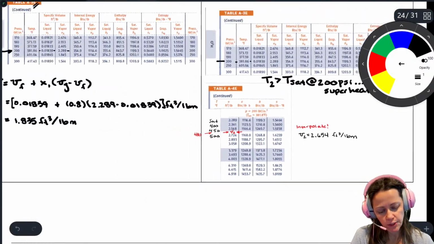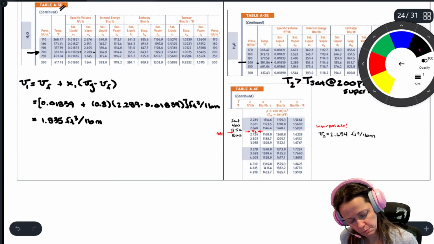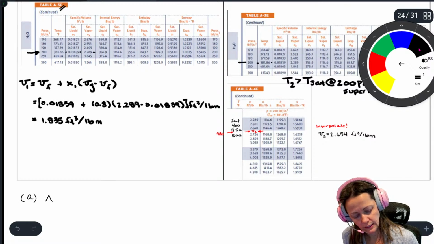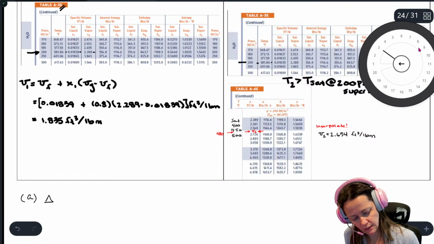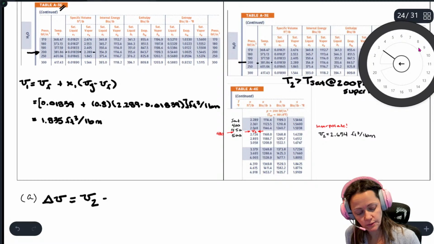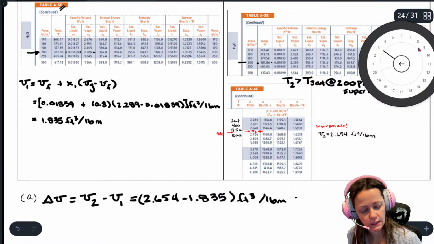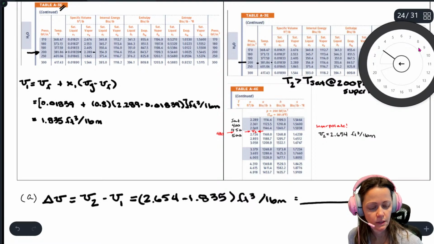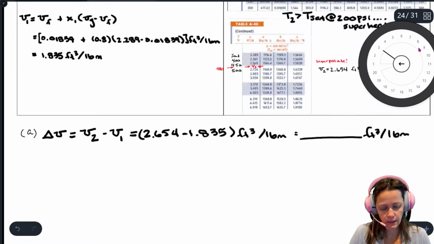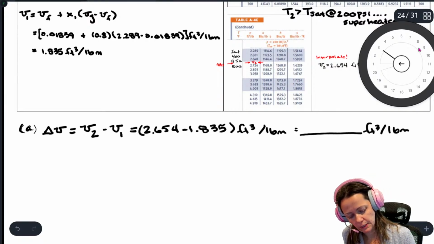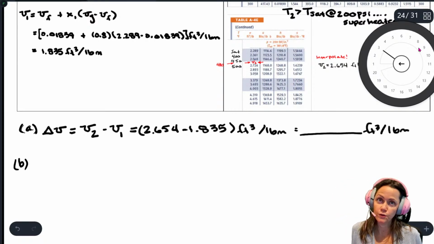All right, so we fixed our state. And so for part A, of course, I've got my delta specific volume. Your delta is whatever it is after minus what it is before. So 2.654 minus that 1.835 number, feet cubed per pound mass. So whatever that is. All right, so plug and chug, that's fine. I mean, honestly, if you wrote that, that's full credit for me.